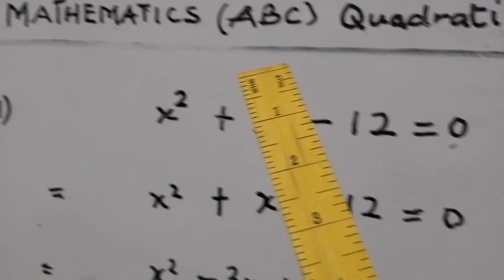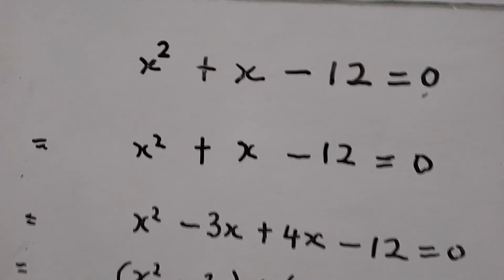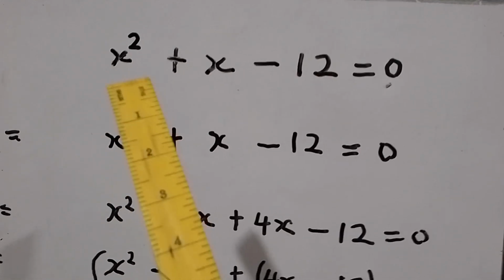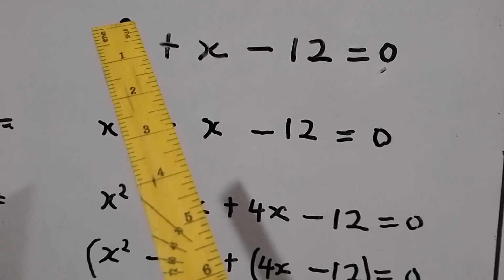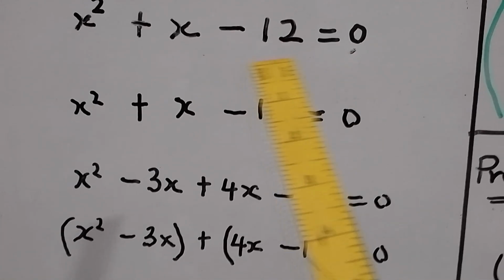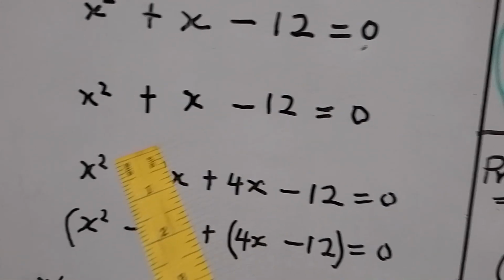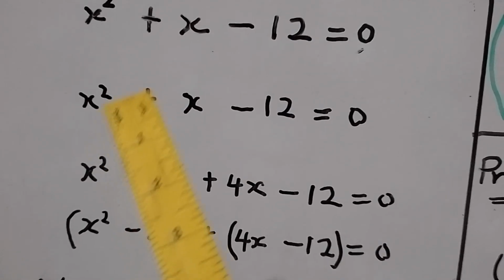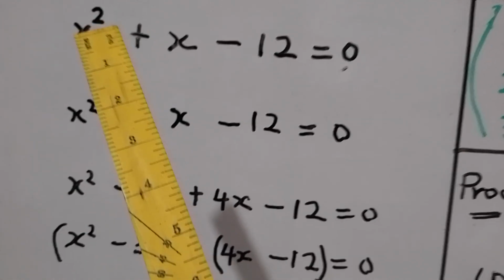Mathematics in East Africa, quadratic equation. What is a quadratic equation? It is when you see x raised to power 2, a value raised to power 2. When you have this kind of equation, all equal to 0, we call it a quadratic equation. On the other hand, the simple equation, which is called a linear equation, has nothing like power 2.